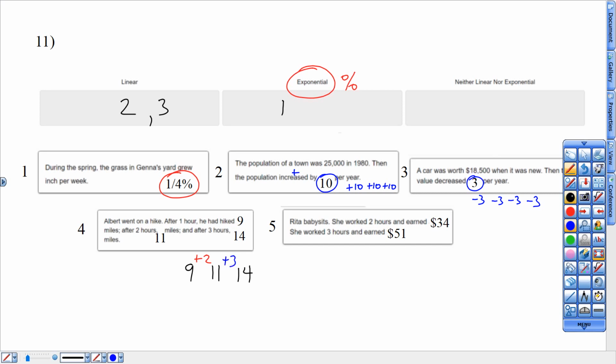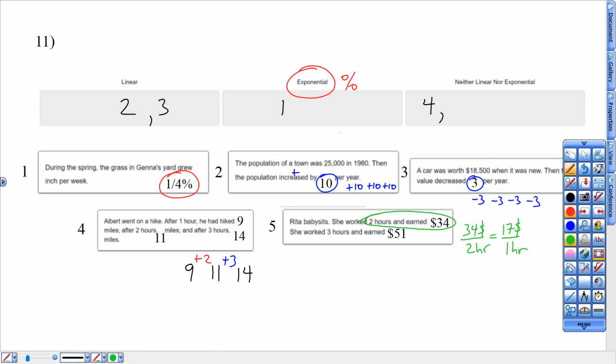So I'm not going to put 4 in linear because it's not the same amount every time. I'm going to put this one in neither. And then for these, got to do a little math. Some of you aren't doing the math. So take that $34 divided by 2 hours and see what that gives you as that rate. So 34 divided by 2 gives me $17 for every hour.